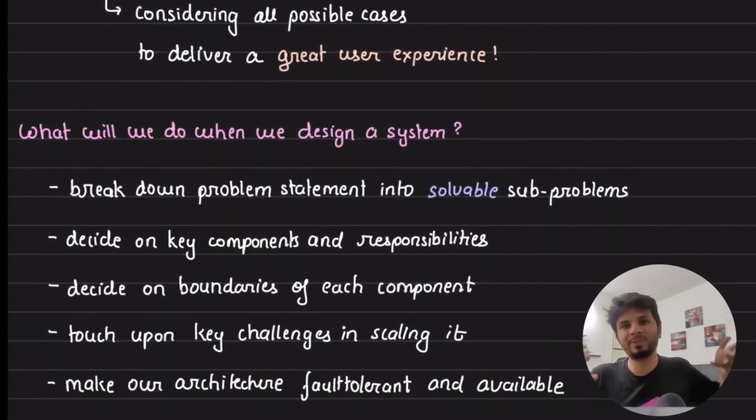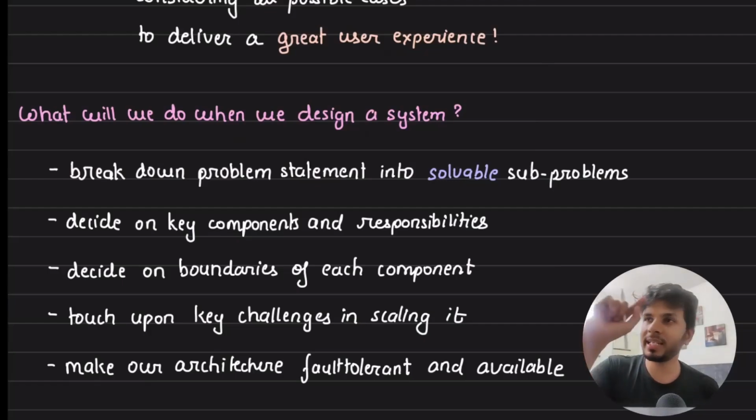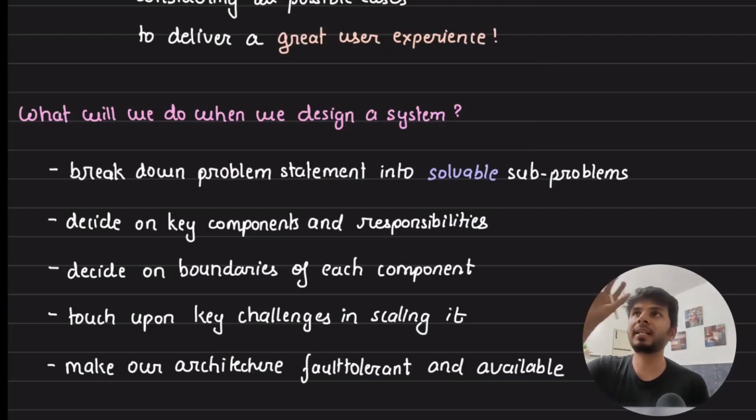And the best part, you would consider all cases, fault tolerance, availability, and you can literally find correlation to how we live, right? Okay, so what will we do when we design a system? We would break down the problem statement into solvable subproblems. Then we decide on each component that we have, that, hey, these are the key components that I have. These would be the key responsibilities of each of the components.